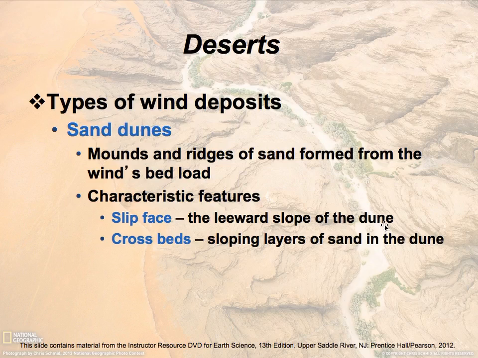It's just bedload. Characteristic features of dunes are a slip face, which is the leeward slope of the dune, that is the over past the ridge downstream of the wind direction, and crossbeds, which are sloping layers of sand in the dune. Crossbeds oftentimes will show up in rocks that are ancient, hundreds of thousands, millions of years old. They're basically dunes that have been lithified, turned into rock, and geologists can therefore interpret wind direction and wind intensity based on sandstones that exhibit dune features.